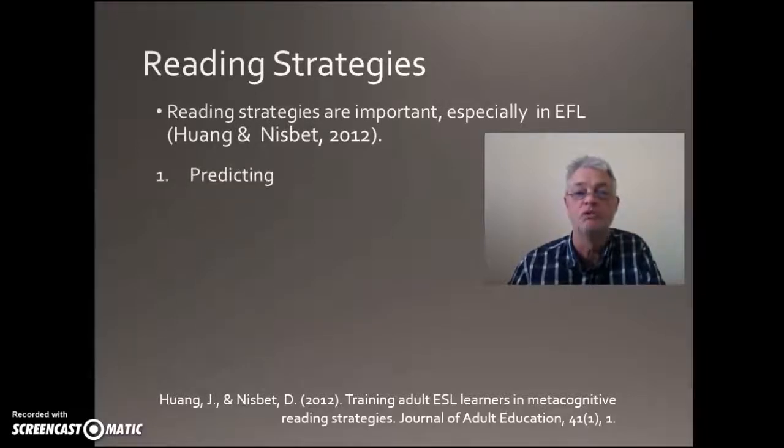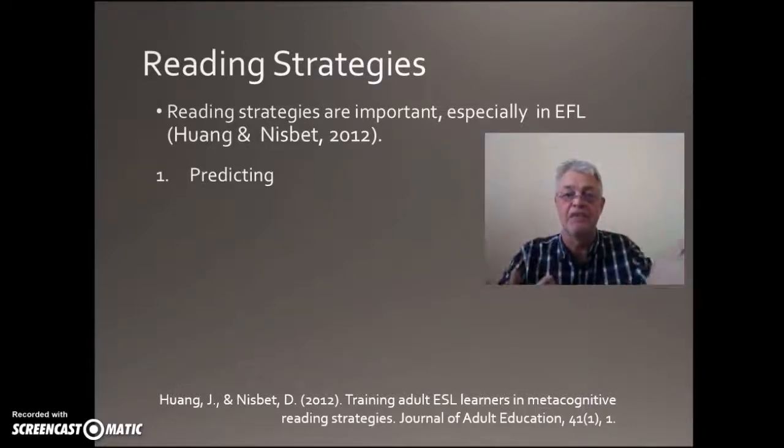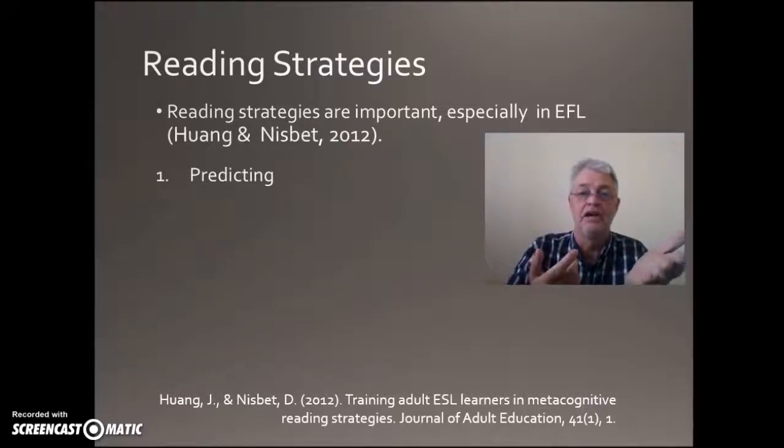So the first one is predicting. That comes up in a lot of textbooks nowadays. So students look at the text, at the headline, at the picture, and then predict what they're going to read in the text. For some reason, if our minds predict something, we kind of compare it to what they're reading, and it helps us to understand the text better.